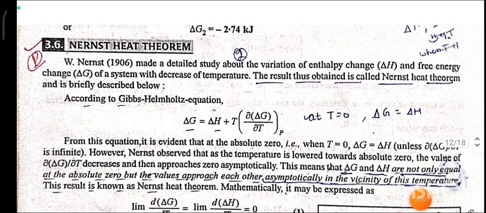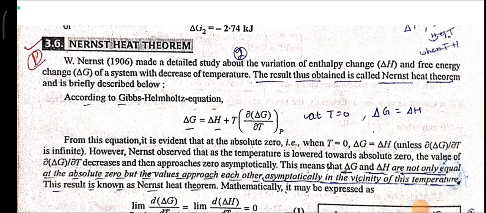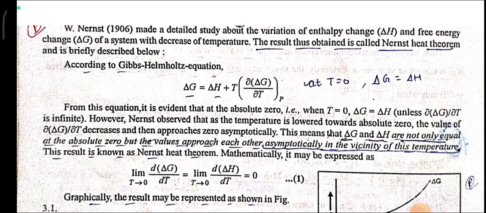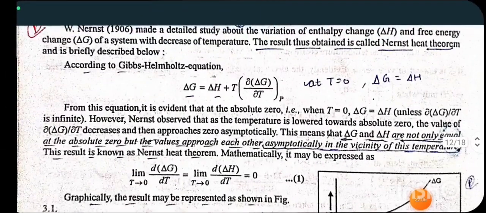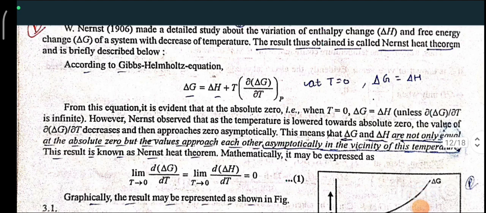Nernst heat theorem. W. Nernst made a detailed study of the variation of enthalpy change ΔH and free energy change ΔG of the system with the temperature. The results thus obtained are called the Nernst heat theorem and are briefly explained below. According to the Gibbs-Helmholtz equation, ΔG = ΔH + T(∂ΔG/∂T) at constant P. From this equation, it is evident that at absolute zero, that is when temperature is equal to 0, ΔG is equal to ΔH.